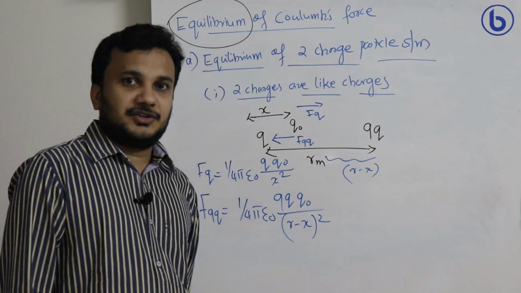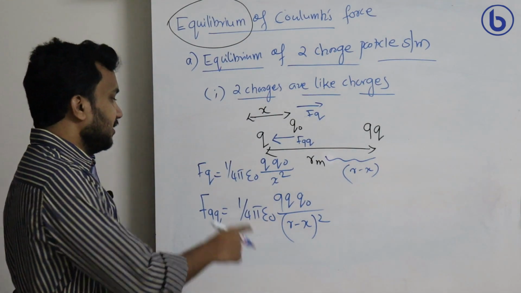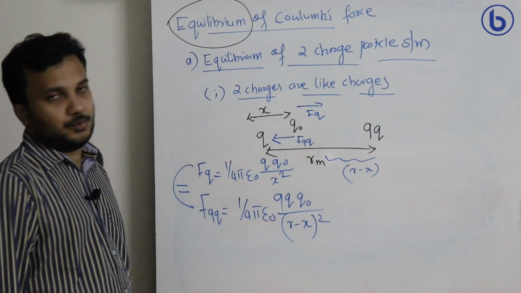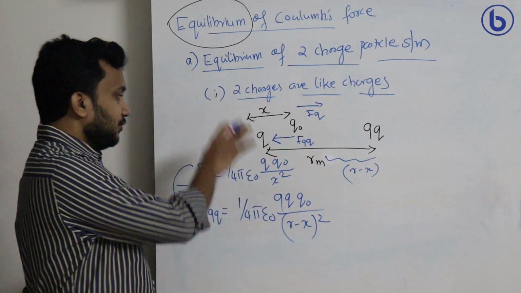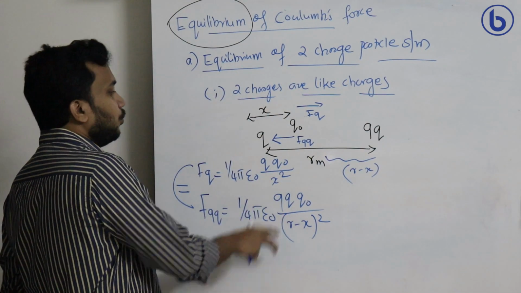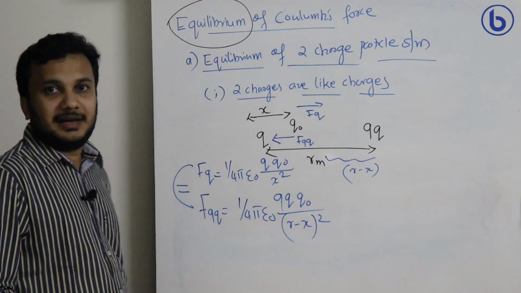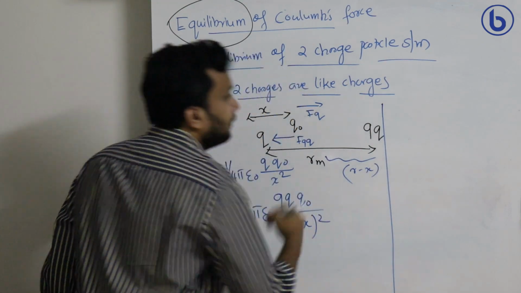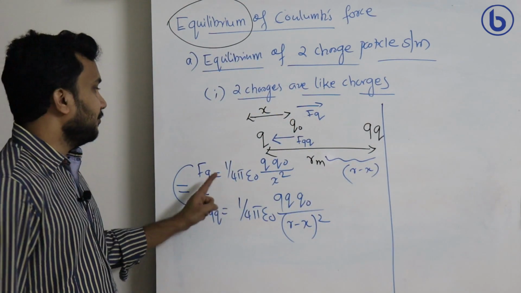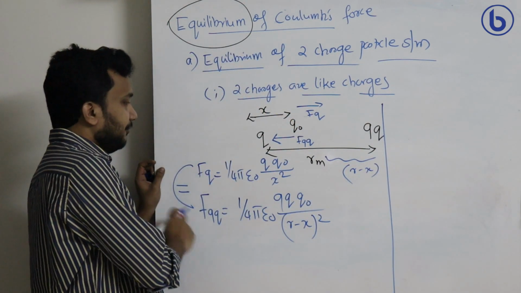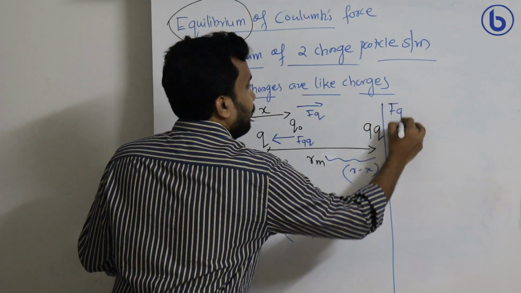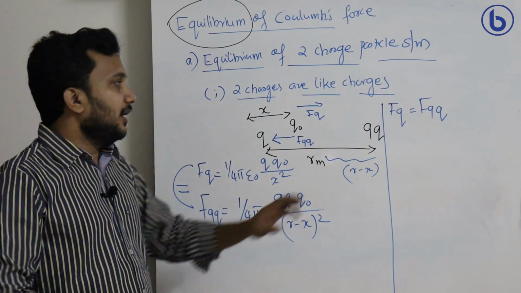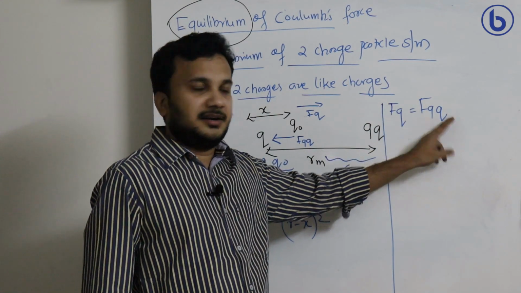Now what is the condition for equilibrium? To have the condition for equilibrium, these two forces should be equal. We have to solve this one, and we'll see what value we are getting for X. So we'll continue here. What value are we getting for X? Equating FQ equal to F9Q, I am writing FQ equal to F9Q.